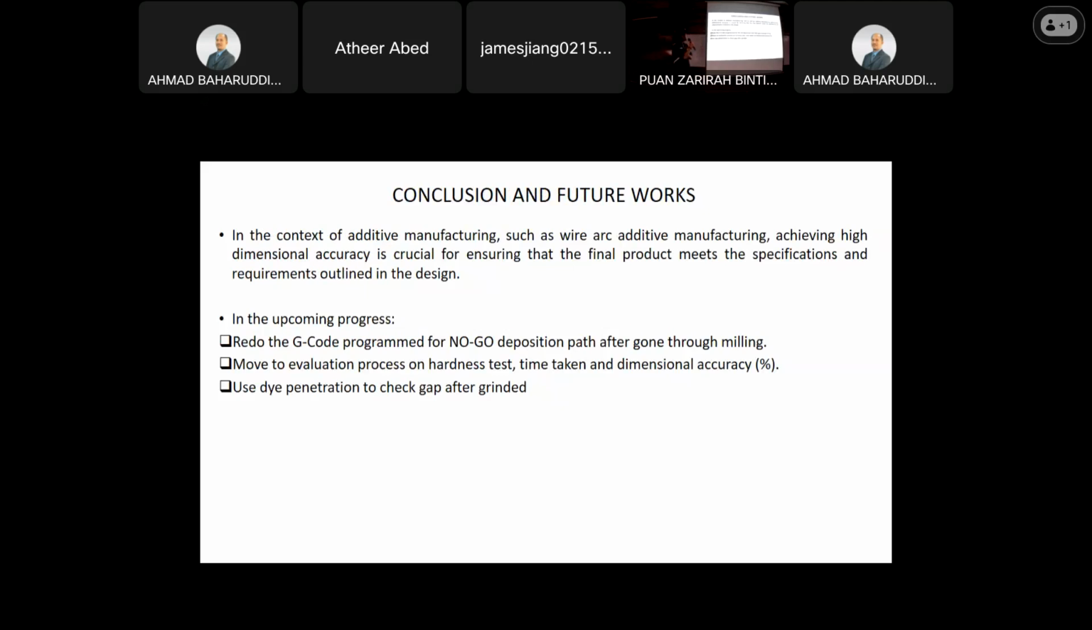So for the upcoming progress, I will redo the deposition, I will redo the G-code program for the non-good deposition pass, and after going through milling, I will move on to the hardness test, time taken, and also dimensional accuracy. And as an add-on, I will use gap penetration to see whether the gap between the deposition passes is good or not, just to check for bad gaps between the deposition passes after grinding.